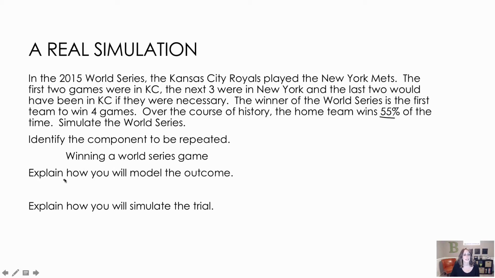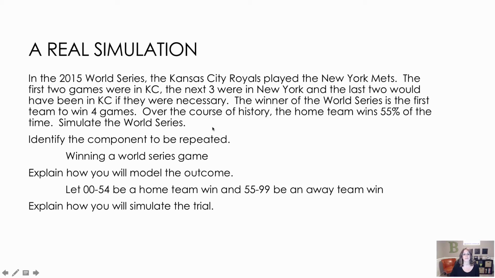Well, I would probably say 00 to 54 is going to represent a home team win, and then 55 to 99 would represent a visiting team win, or away team. And then how am I going to simulate the trial?